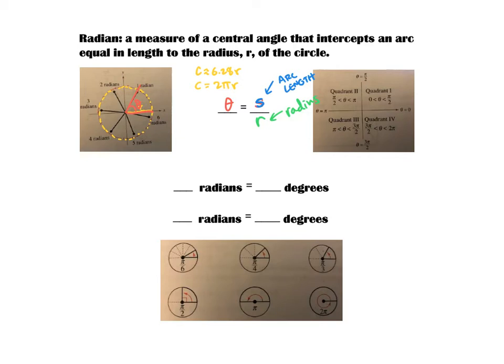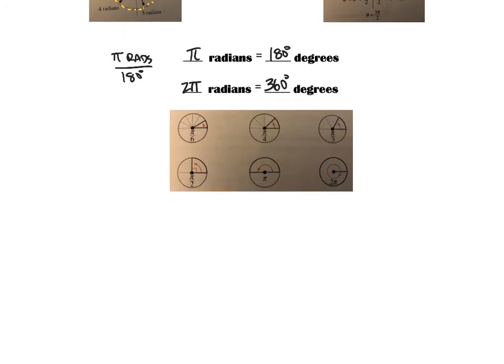Okay, so if you were to have to convert from radians to degrees, half of the circle is pi radians. That's equal to 180 degrees. The full circle is 2 pi radians. That's equal to 360 degrees. Therefore, our conversion is pi radians per 180 degrees. So let's look at the diagram below with this in mind.